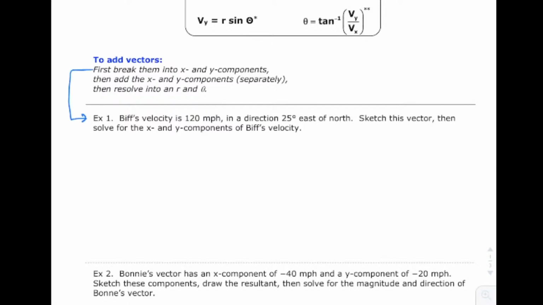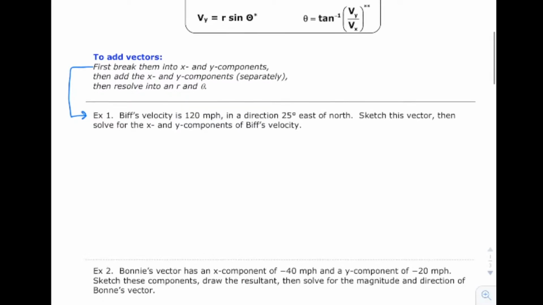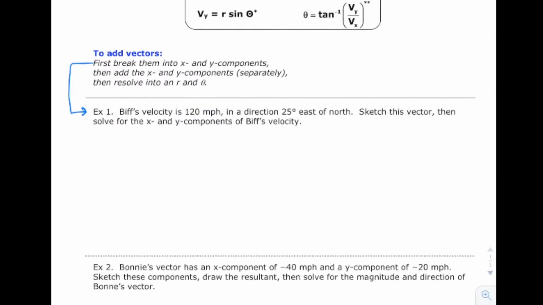So example 1, how do you break vectors into x and y components? Well, here's a perfect example. Biff has a velocity. Biff's just humming along at 120 miles an hour. I hope that's not in a car. Anyway, he's going a direction 25 degrees east of north. Interesting direction. Sketch this vector and then do some other stuff.